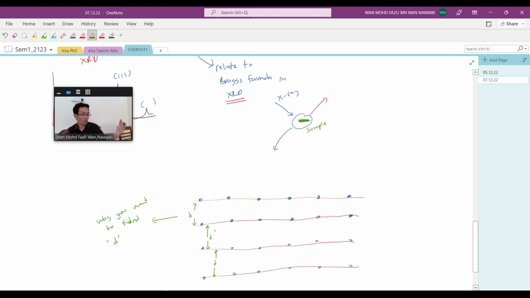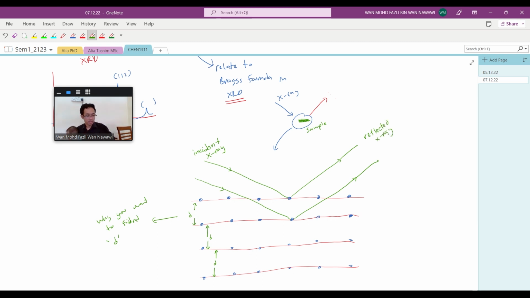When you shine the X-ray, let's say the X-ray goes here. Let's say you shine the X-ray here. When the X-ray meets the atom, it will be reflected. In this case, it will be reflected. Let's say there is another one, and it will be reflected like that. This is the X-ray. This is what we call the incident X-ray. This is what we call the reflected X-ray.